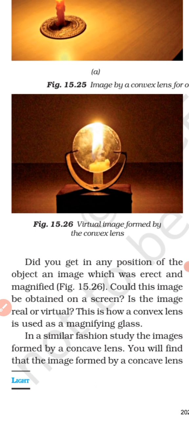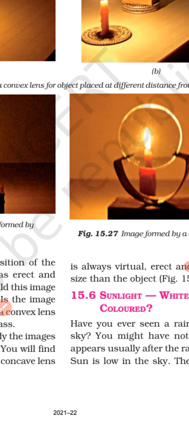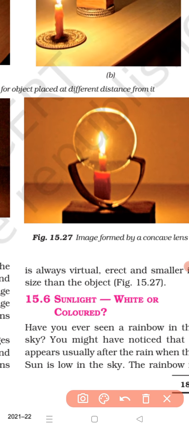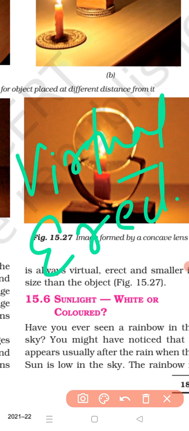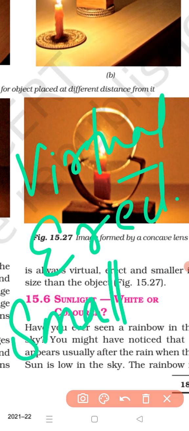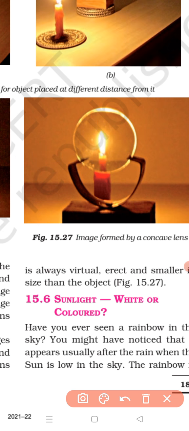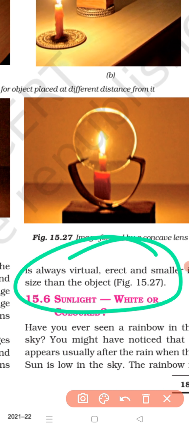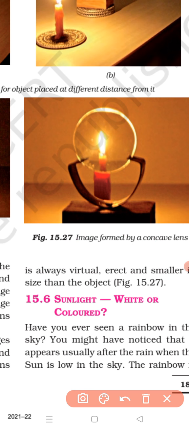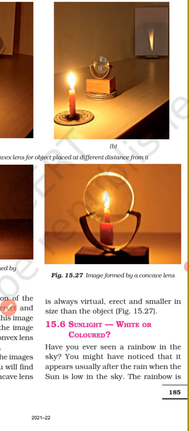Clear? So in a similar fashion, study the images formed by a concave lens. You will find that the image formed by a concave lens is always virtual. See, this image is not forming on the screen. This is a concave lens. So in case of a concave lens, the image will be virtual, erect, and smaller than the object. Clear? Image formed by a concave lens is always virtual, erect, and smaller than the object. So this is how the image is formed in case of a concave and convex lens.